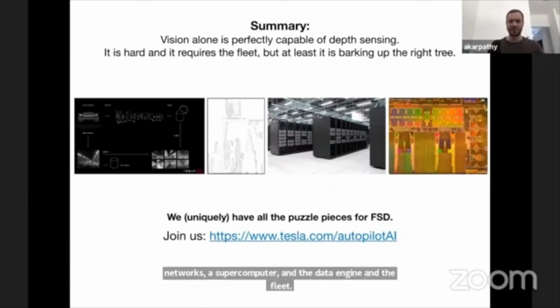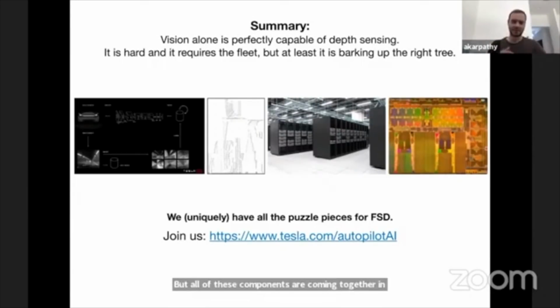But all of these components are coming together in a vertically integrated fashion at Tesla AI. And I believe that this makes us sort of uniquely positioned in the industry where we are barking up the right tree, and we have all the puzzle pieces to make this work.